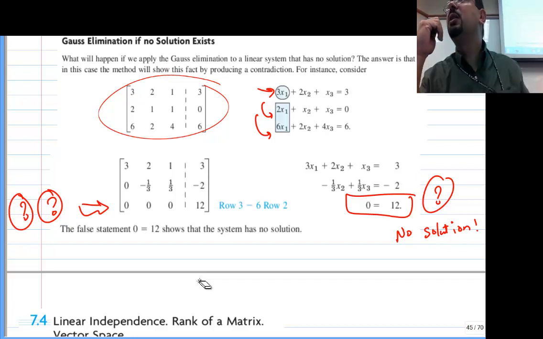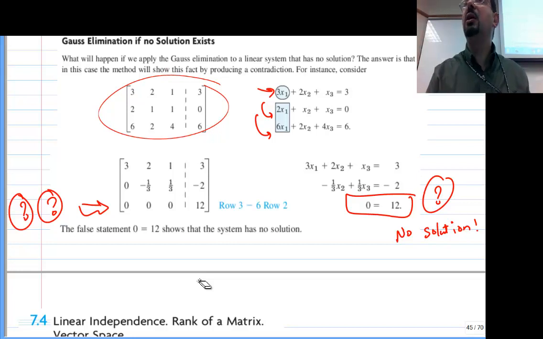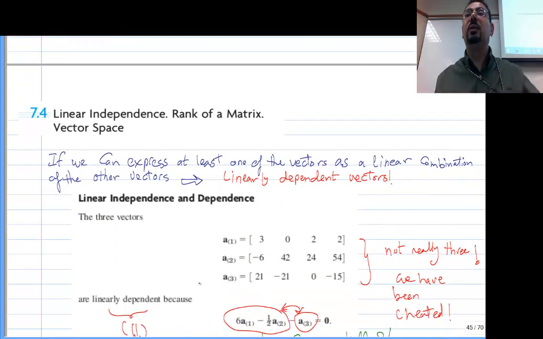So a determined 3 times 3 system doesn't always have to have a unique solution. Sometimes it doesn't have a solution. Remember again the graphs. Sometimes the surfaces don't intersect. Very good.